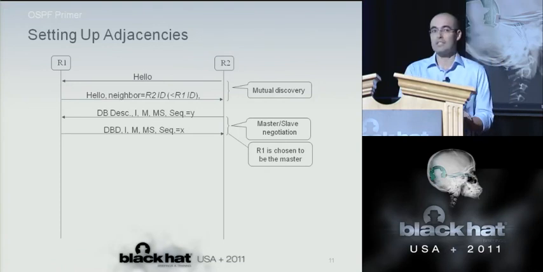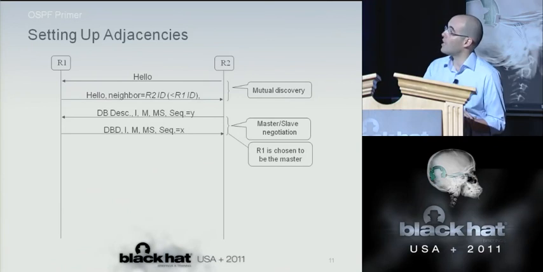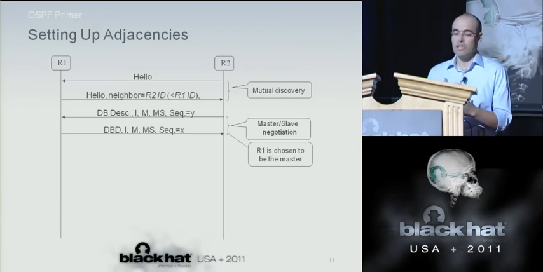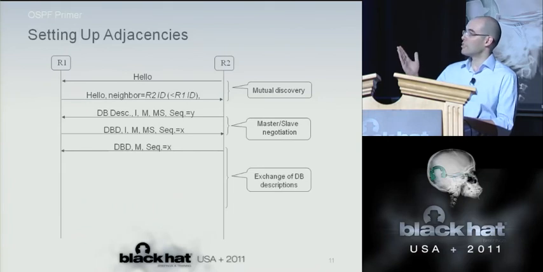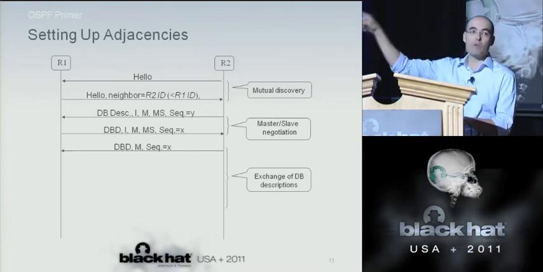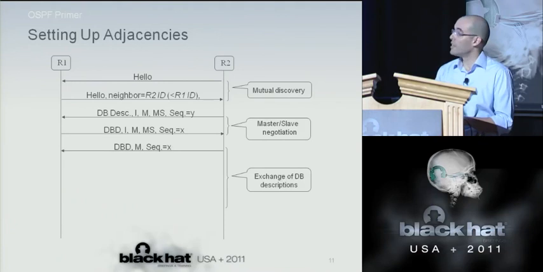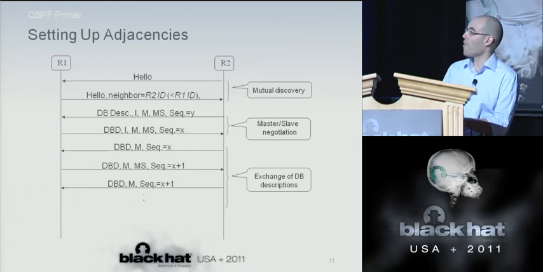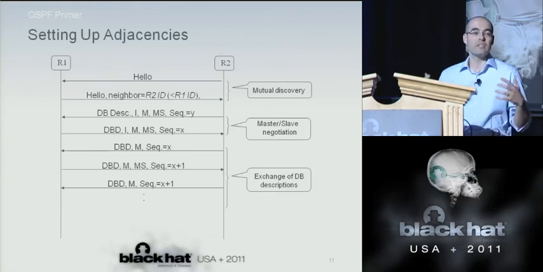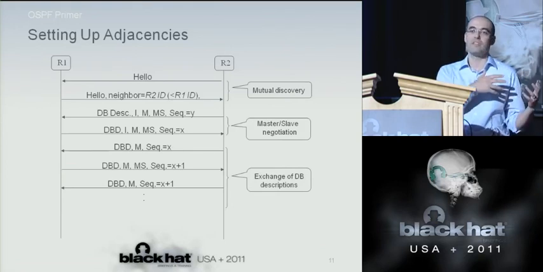This means that now the sequence number chosen by R1 is used throughout the exchange. R2 sends out another database description echoing the same sequence number R1 chose. Then R1 proceeds with the exchange by sending its database description with an incremented sequence number, and so on and so forth. This continues until both routers tell the other all of the LSA database content.